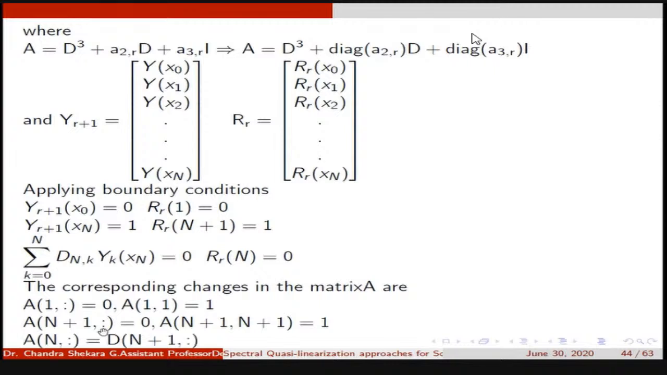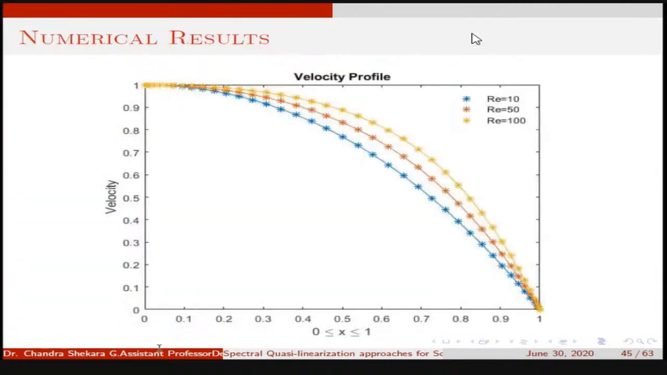This is with respect to programming. So the corresponding changes in the matrix happen in the respective rows given here: the first row, the n plus 1th row, and the nth row. In the nth row, it is a derivative condition. Therefore, we'll get the derivative at the last point, because this boundary condition is at the last point. Then solve this by programming, and we'll get the numerical results like this.